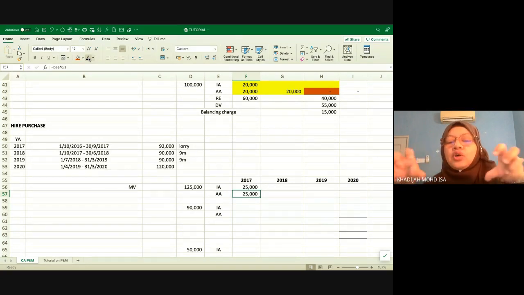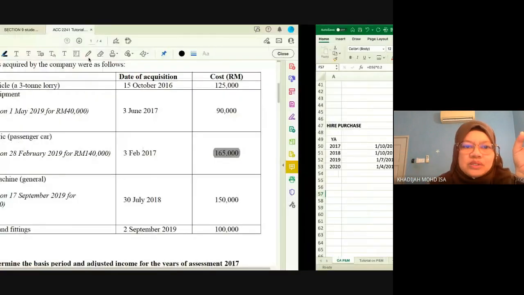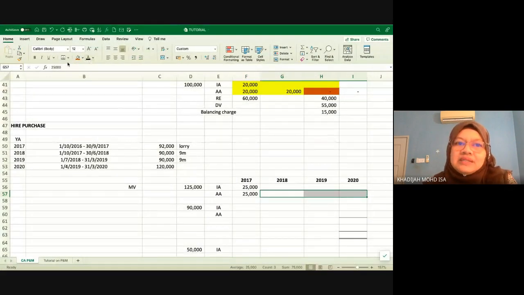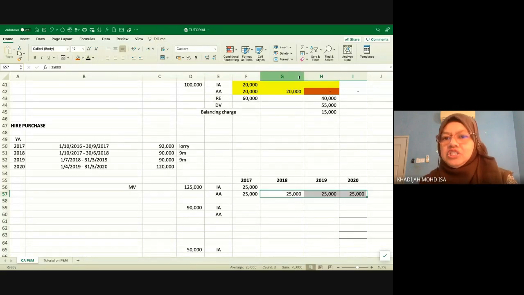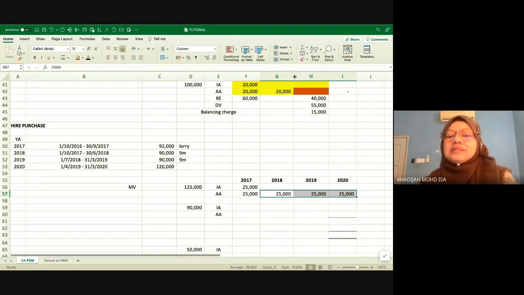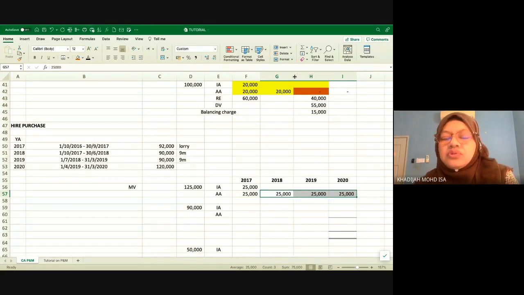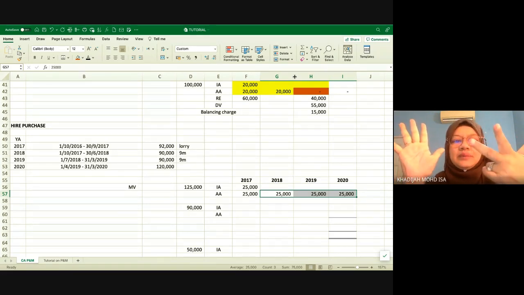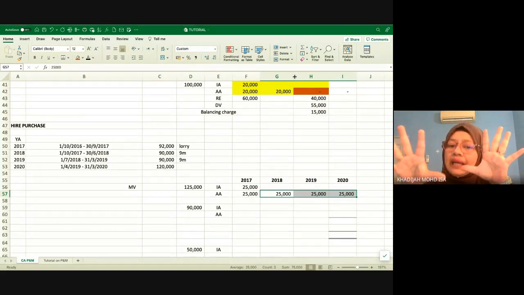Once you have that computation and you know there is no disposal, you can claim the asset for the following 3 years. You can just plug in the figure immediately, 25,000 each. So you claim that in 2017, 18, 19, and 20. If you look at the rate, IA is 20% and AA is 20%. The first year you claim 40%, then in 2018 you claim another 20%, 2019 another 20%, and 2020 another 20%. So in total you have claimed 100% on the asset.